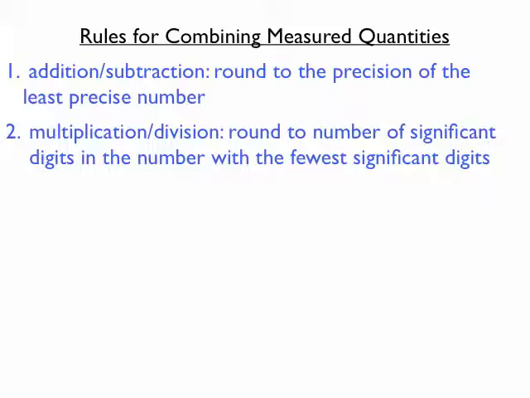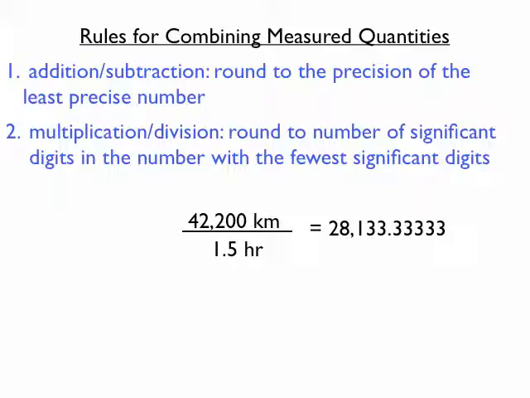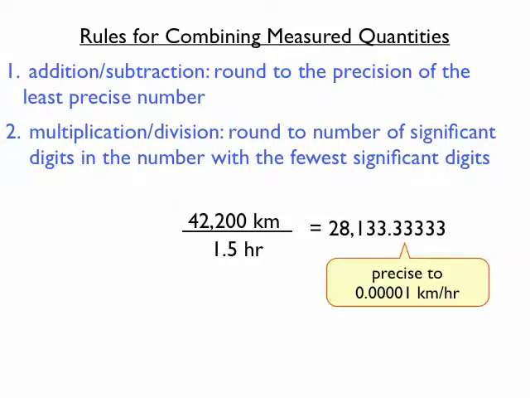For example, the space station orbits Earth about every 1.5 hours, with each orbit covering a distance of about 42,200 kilometers. To find its average speed, we divide the 42,200 kilometers by the 1.5 hours. If you do this on your calculator, the screen will show this long number. But it would be wrong to write this number as the answer, because we really haven't figured out the station's speed to the nearest 100,000th of a kilometer per hour.